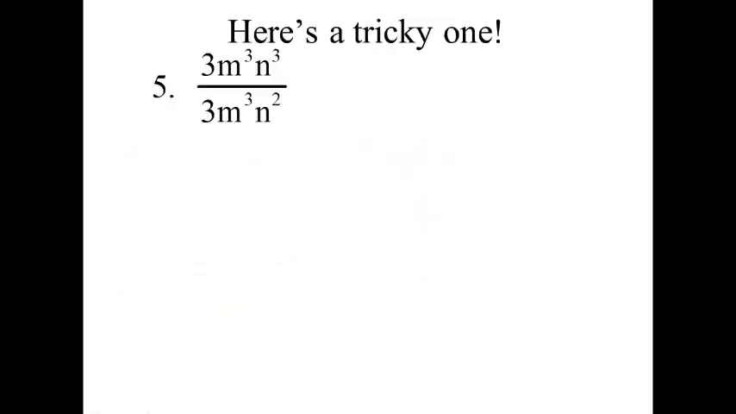Alright, next example. For this example, I have again a coefficient of 3 in our numerator and a coefficient of 3 in our denominator. So just divide 3 by 3. That's just equal to 1. m cubed divided by m cubed, you keep the base, subtract the exponents, 3 minus 3, and then n cubed divided by n squared, you keep the base, then subtract the exponents, 3 minus 2.